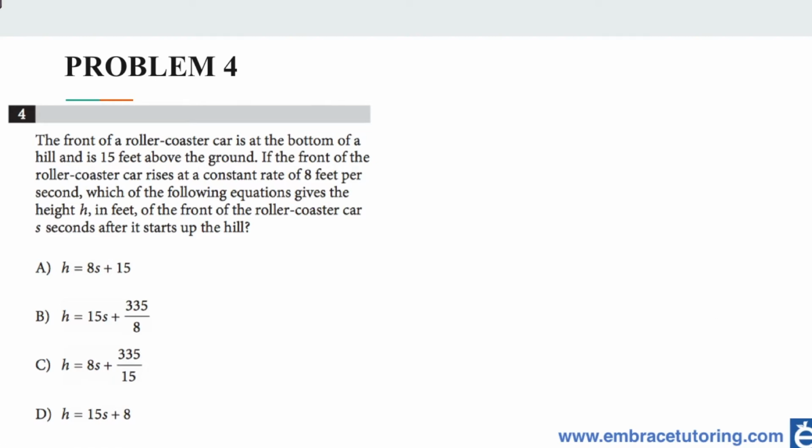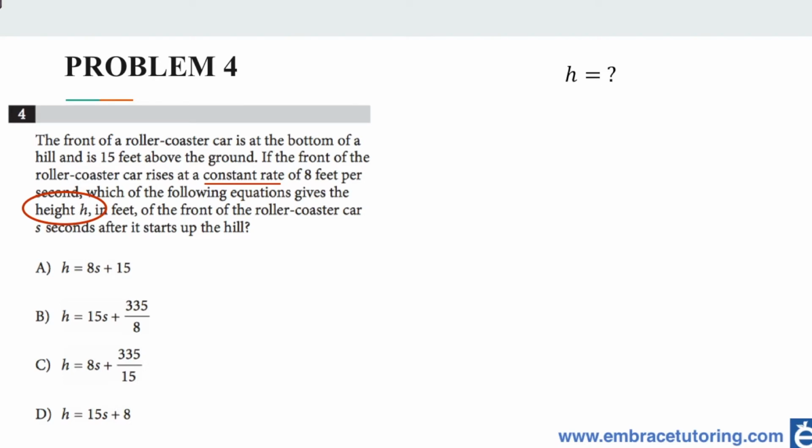Problem number 4. The front of a roller coaster car is at the bottom of a hill and 15 feet above the ground. If the front of the roller coaster car rises at a constant rate of 8 feet per second, which of the following equations gives the height, in feet, of the front of the roller coaster car s seconds after it comes up the hill? Now, I do quickly notice that all of these are h equals, h equals, h equals, and I can quickly tell that I'm solving for the height, given in feet.